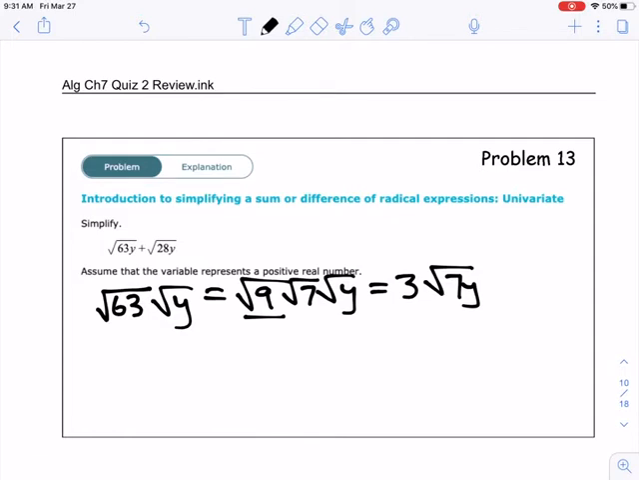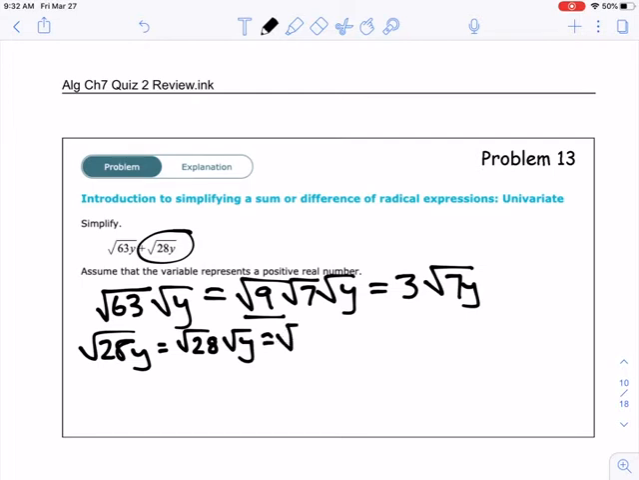And now for my square root of 28y, we're going to rewrite that as square root of 28 times square root of y. Square root of 28 can be written as square root of 4 times the square root of 7. And then you've got your square root of y here. Square root of 4 gives me 2. And then look at that, we're left with 7y.